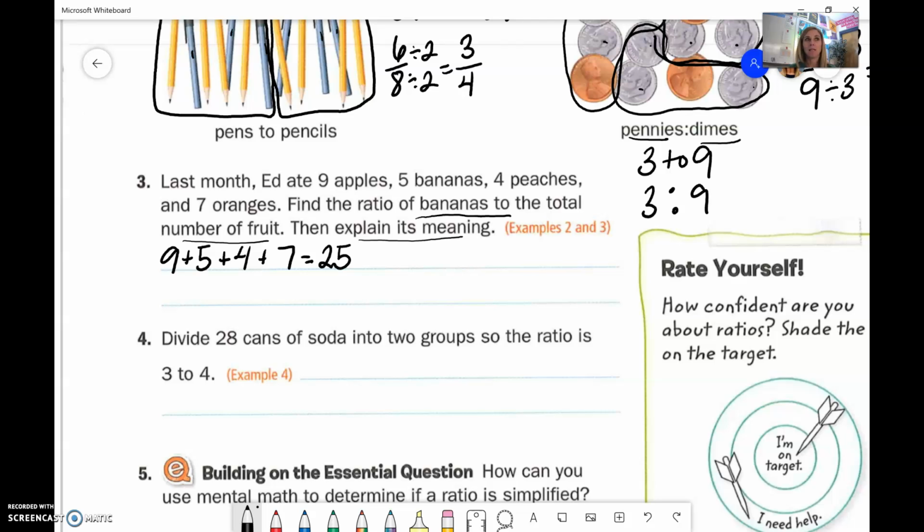That means he almost ate 1 piece of fruit a day. A little less, right? Because about 30 days in a month, right? Wow. Ed really likes fruit. That's good for him. Way better than me.